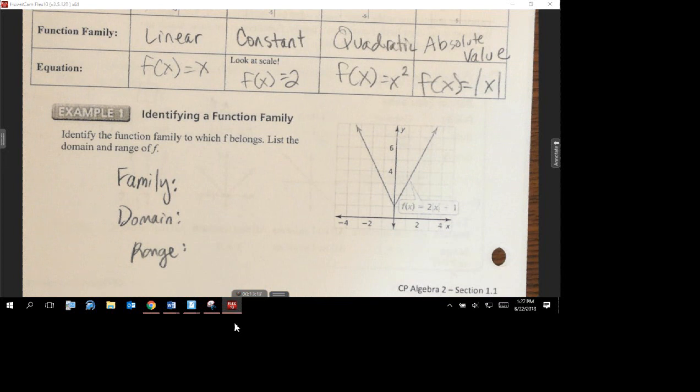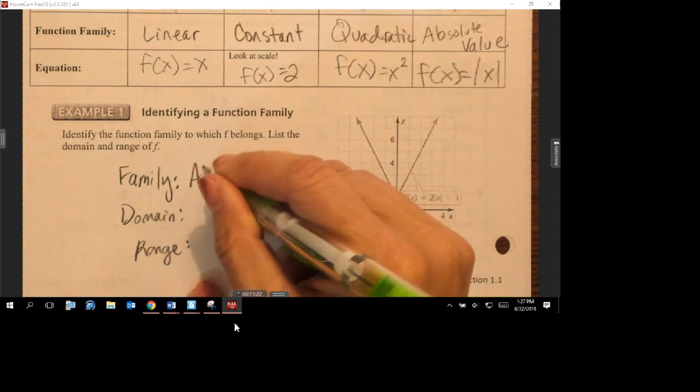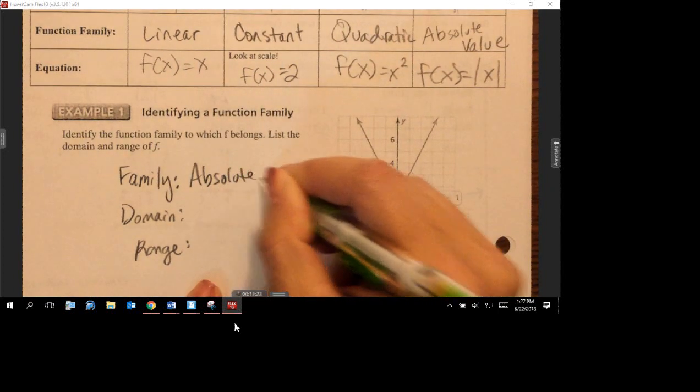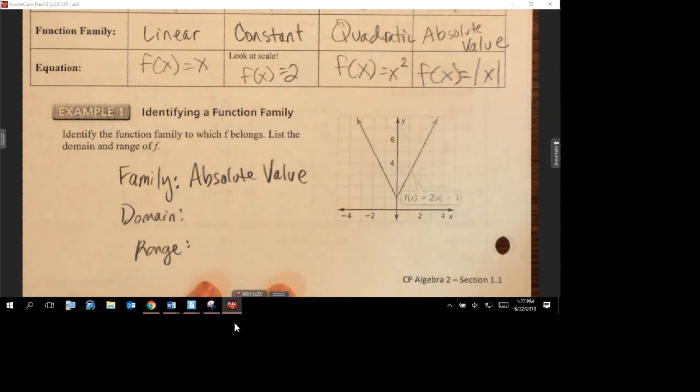Edwin, what do you think this is? Absolutely. Absolute value. Domain. Domain. Oh, that's not a box. Okay. Domain.